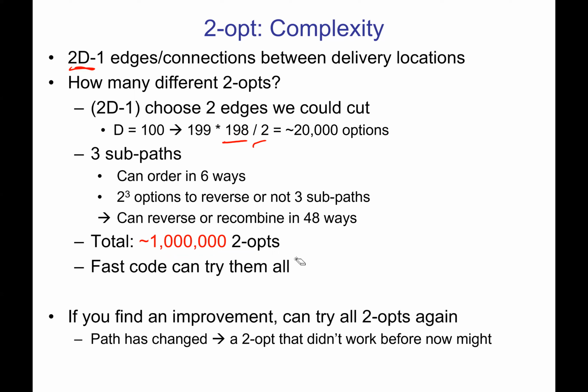If you find an improvement, it means you actually changed the path. So some of these perturbations that you tried that weren't beneficial might now be beneficial. So you might actually want to try them more than once. If your code's fast enough, you just try them all. And if you made any changes, you say, well, let's go back and try them all again. And keep doing that until you run out of time or you give up. You just say, it doesn't seem like I'm finding anything good.